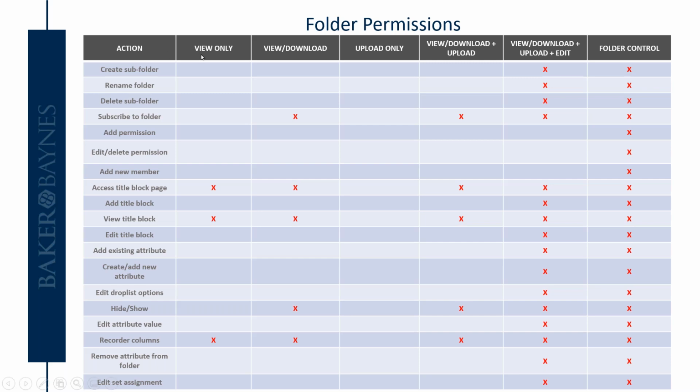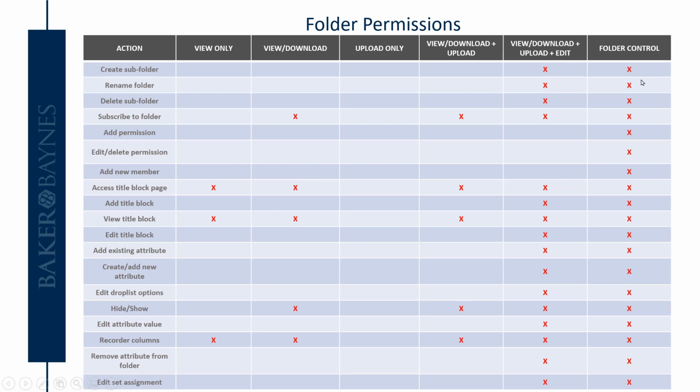So view only basically is what it says. View and download, also again pretty straightforward. You can see here that they can't go and mess around with title blocks or values, attributes, or permission settings. View, upload, and download is very similar to view and download, but now you can also add information. View, upload, download, and edit is where someone can subscribe to the folders, delete subfolders, rename folders. So be cautious with this, because if you have too many people renaming and deleting subfolders, it's going to make folder management quite difficult.